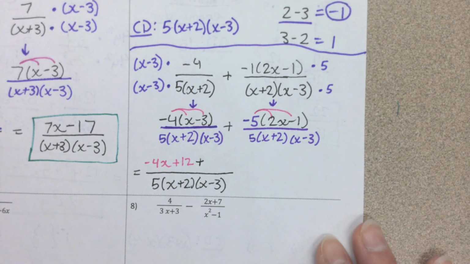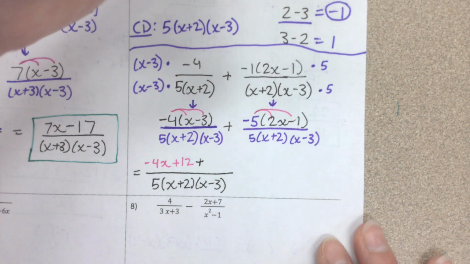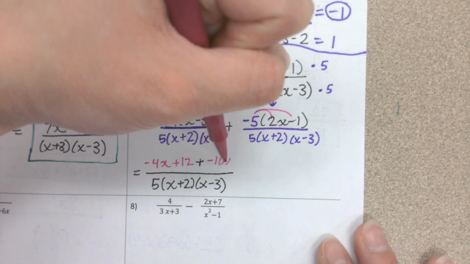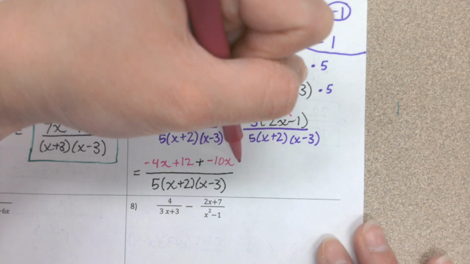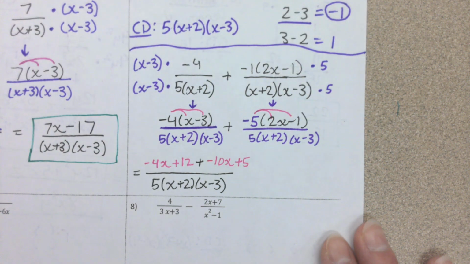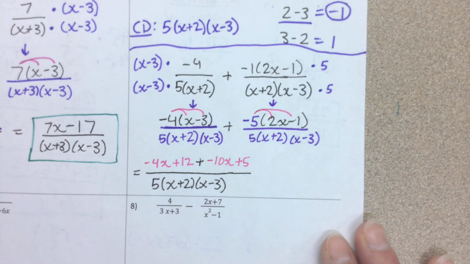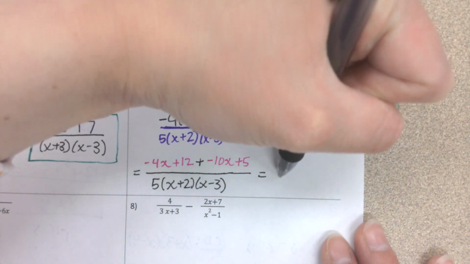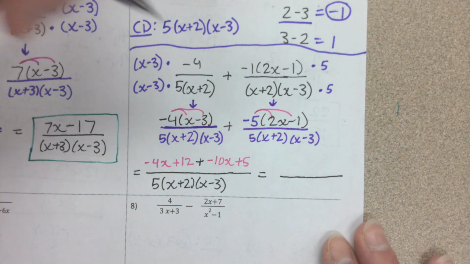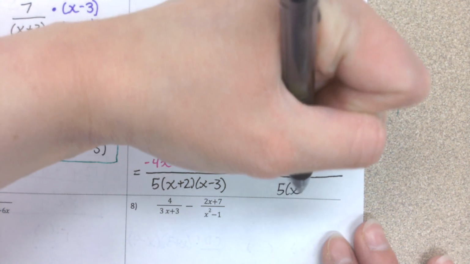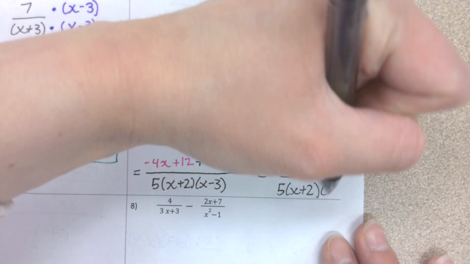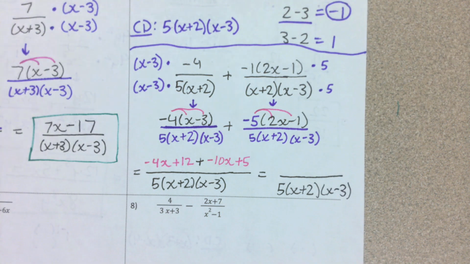Plus negative 5 times 2x, that's negative 10x. Negative 5 times negative 1, that's positive 5. Lastly, we look for like terms. I'm going to copy over the denominator first. 5 times x plus 2, x minus 3. Don't forget it in your answer.